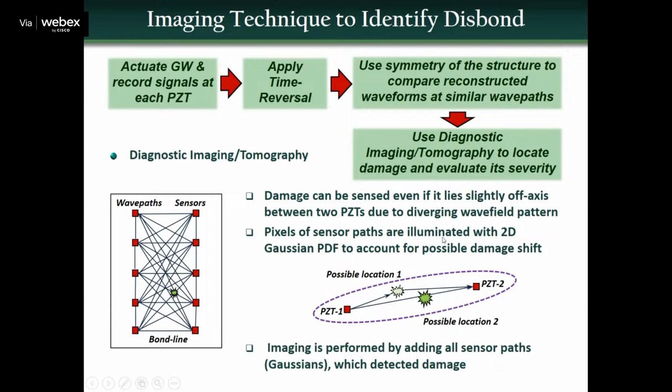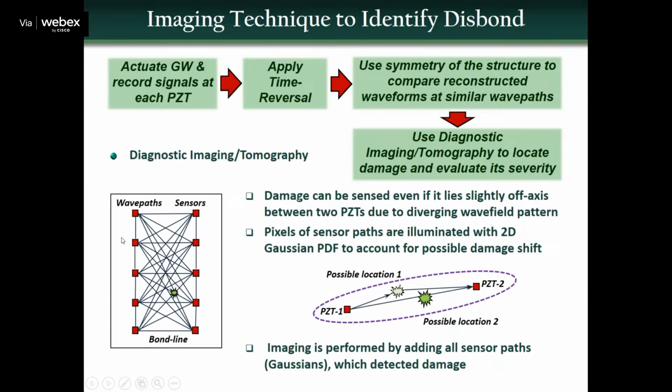We can also see that damage can be sensed even if it lies slightly off axis between two PZT sensors due to the diverging wave field pattern. And by considering that, we can apply a Gaussian probability density function in 2D, then you can consider probabilistically where the damages are. So if you look at this under a classical tomography reconstruction approach, you can show it here in the schematic.